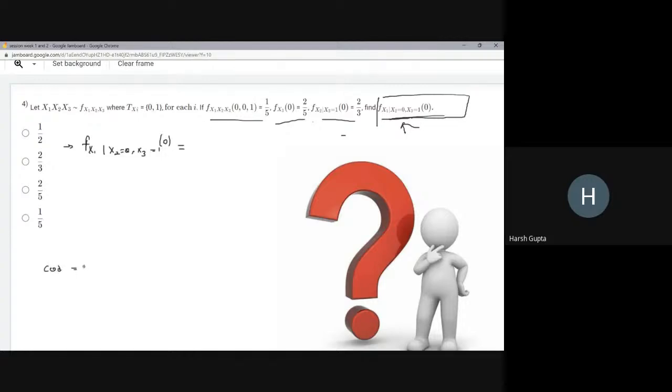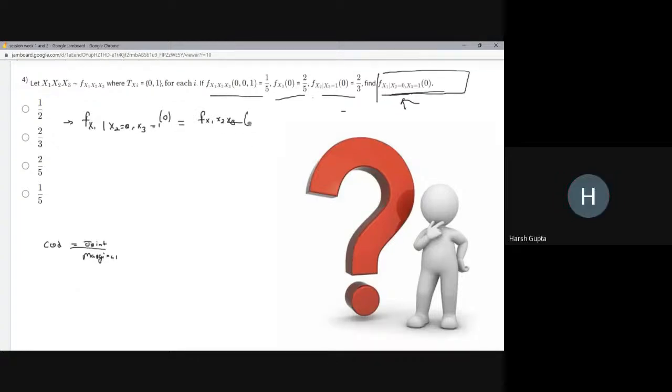Now we know the formula: conditional is equal to joint upon marginal. We will build this question stepwise. Now check what the joint is. The joint will become f of x1, x2, x3 at 0, 0, 1, which is already given to us. Now what is the marginal? Marginal of the conditioned, so f of x2, x3 at 0, 1.